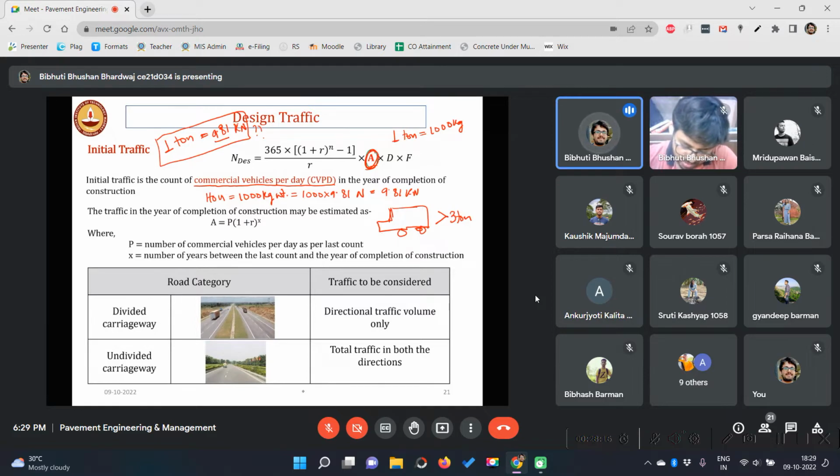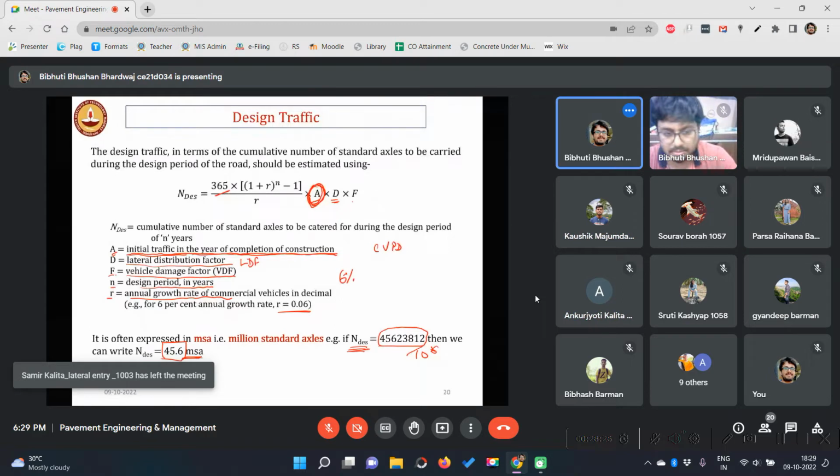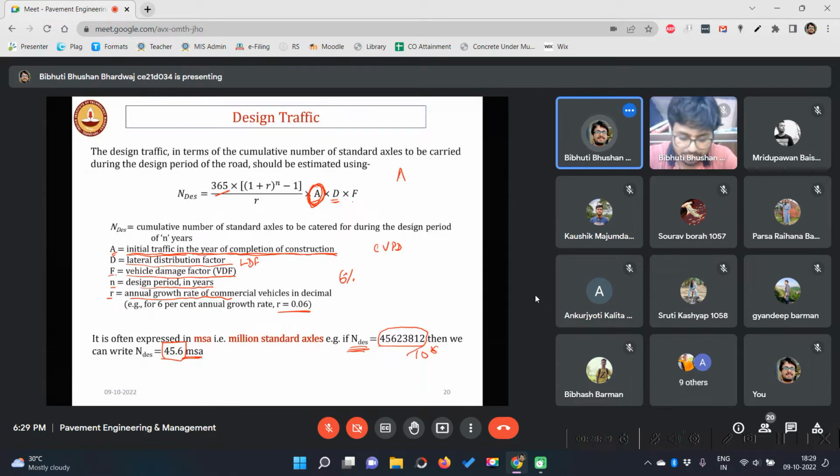So now, if you remember, here we mentioned one thing: initial traffic in the year of completion of construction. That means, how do you arrive at this A? How do you find out this value of A? CVPD means commercial vehicles per day. That much you have understood, how many commercial vehicles are passing through that road per day. So how will you calculate it? Suppose this is Surat, suppose this is Chicago. What is the distance between Surat and Chicago?